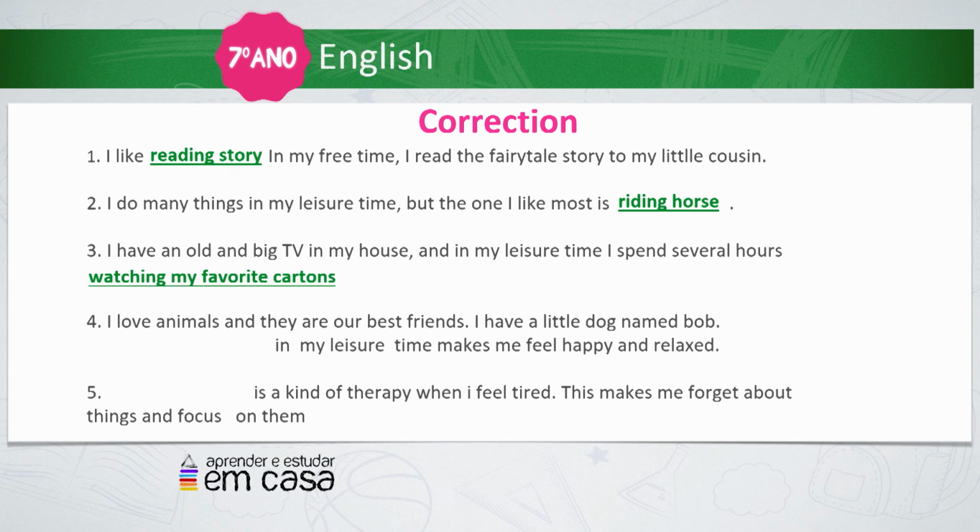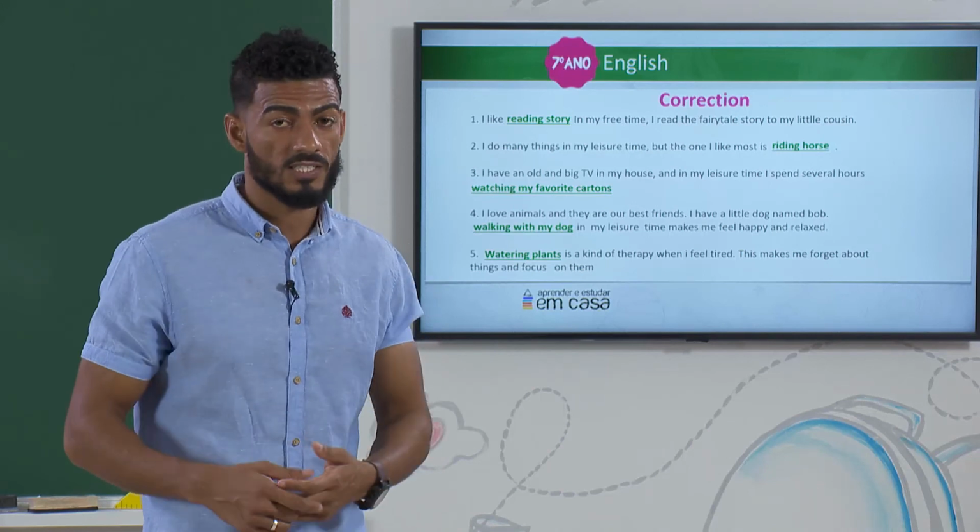Good. Number 4, I love animals, and they are our best friends. I have a little dog named Bobby, and walking with my dog in my leisure time makes me feel happy and relaxed. Number 5, what do you have? Watering plants is a kind of therapy when I feel tired. This makes me forget about things and focus on them. Did you do it correctly?